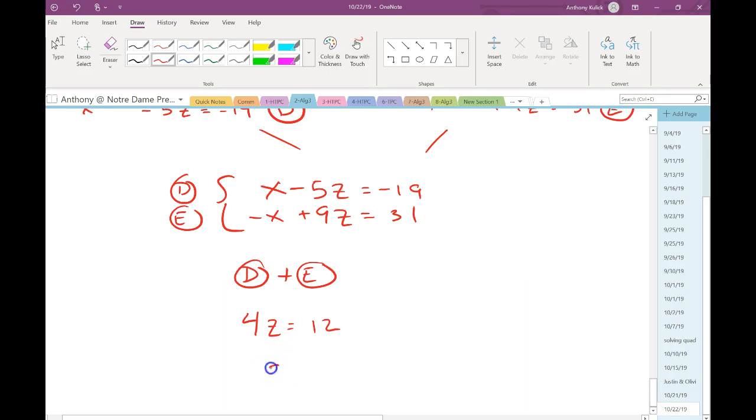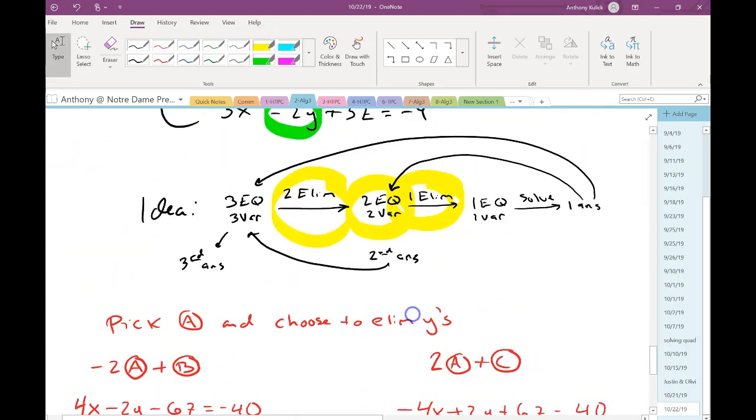So if I divide both sides by 4, then I get z is equal to 3. So that was nice, right? That third elimination happened quite quickly. Now, if I go back and I look at our flow chart, we're here. We have one answer, right? So what it says is then I need to go and substitute it back into one of these two variable equations.